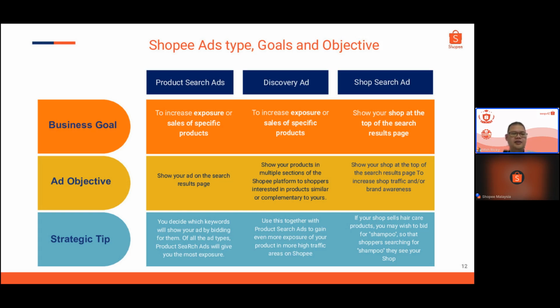And then the objective. The product search objective is to show your ads on the search result page, and this is more on the ranking part. Normally the ranking for me is one to five. Let's say you are able to reach ranking number one until number five, then your ads result is considered very good. Later I will share more tips about how to improve your ranking. This is quite important.